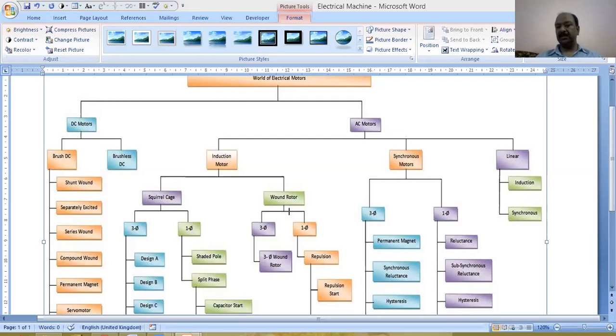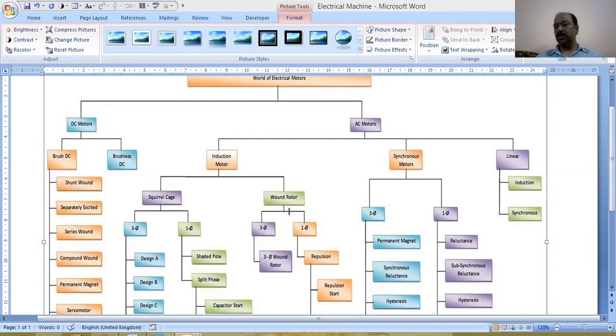Single excitation means we are using a single source to excite or operate the motor. So if a single source is there, it is called the induction motor. If it is doubly excited, then it is called the synchronous motor. Similarly, the DC motor is again a doubly excited motor, but both excitations are delivered as a DC supply. But in the case of a synchronous motor, it is doubly excited: the stator is excited by the AC supply, and the rotor is excited by the DC supply. So it is quite different from this one.